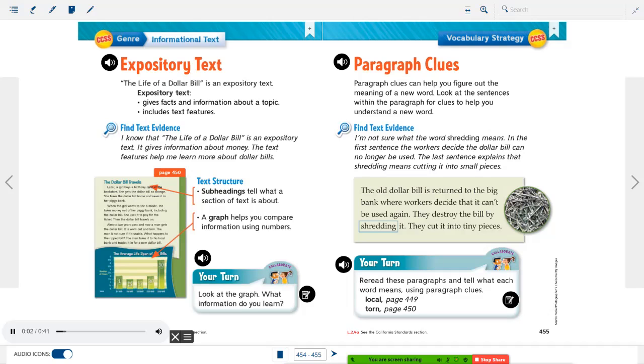Paragraph clues. Paragraph clues can help you figure out the meaning of a new word. Look at the sentences within the paragraph for clues to help you understand a new word. Find text evidence. I'm not sure what the word shredding means. In the first sentence, the workers decide the dollar bill can no longer be used. The last sentence explains that shredding means cutting it into small pieces. The old dollar bill is returned to the big bank where workers decide that it can't be used again. They destroy the bill by shredding it. They cut it into tiny pieces.